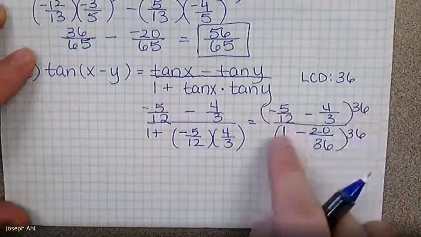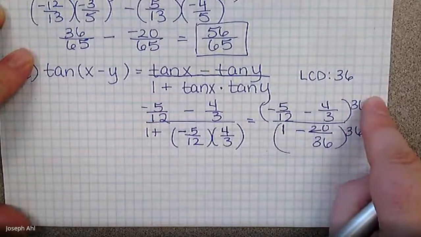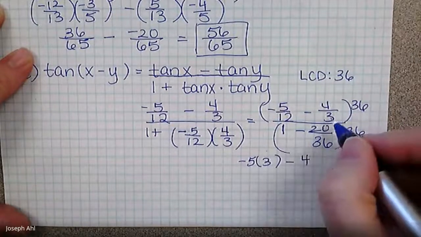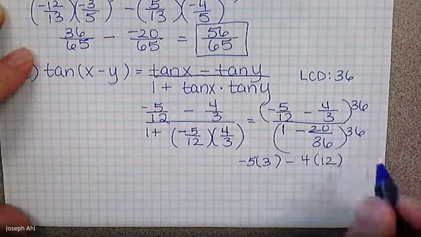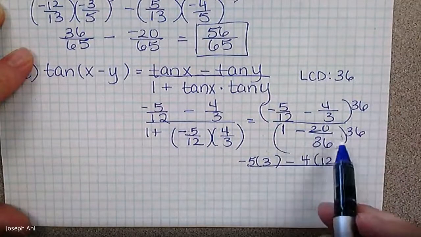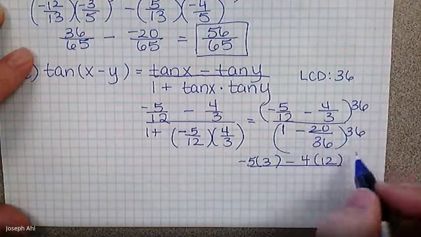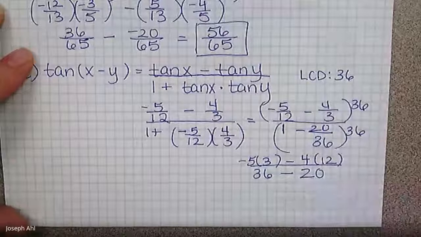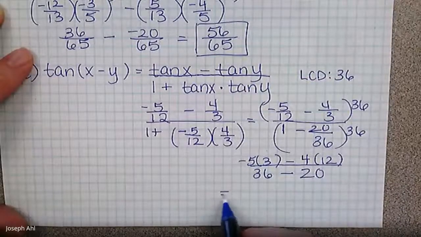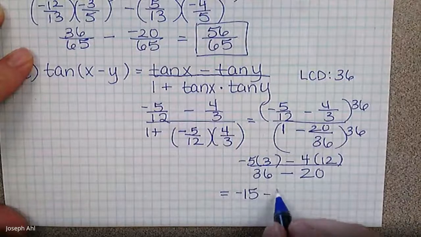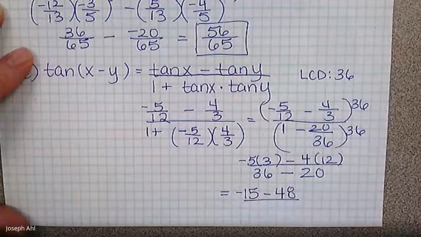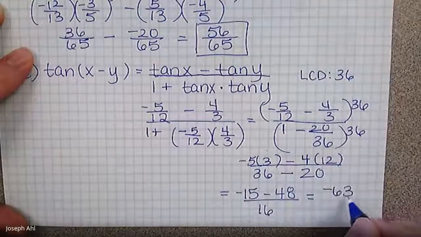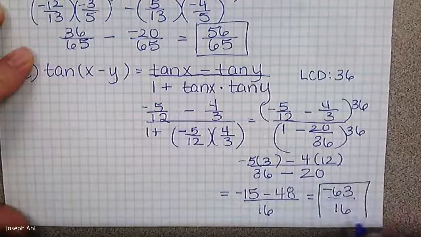All right, distribute the 36 on the top. 12 goes into 36 3 times. That 3 is going to get multiplied by the negative 5. Minus 4 times, well, 3 goes into 36 12 times. So there's the numerator right now. Denominator, distribute the 36. 36 times 1 is 36. Minus, oh, here the 36's cancel completely to get 20. So the top is negative 15 minus 48. 36 minus 20 on the bottom is 16. So the final answer is negative 63 over 16.